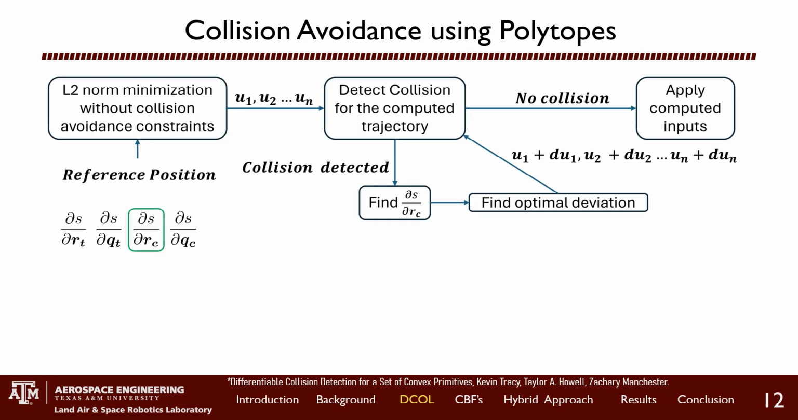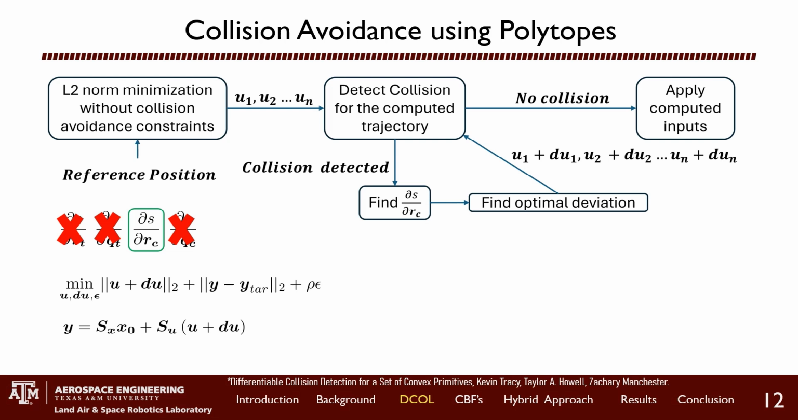Once we have the collision detection, the next step is to perform the collision avoidance maneuver. For this, we have multiple options. For example, we can try to move the target, but usually that is not feasible. And then we are assuming that we will not be changing the attitude of the chaser to avoid the collision. So that leaves us with only one option, that we have to move the chaser to avoid the collision.